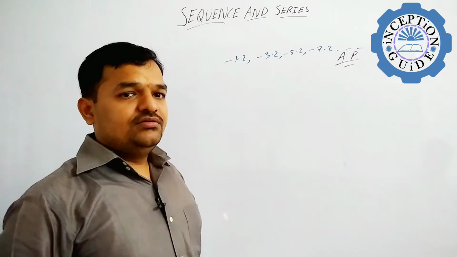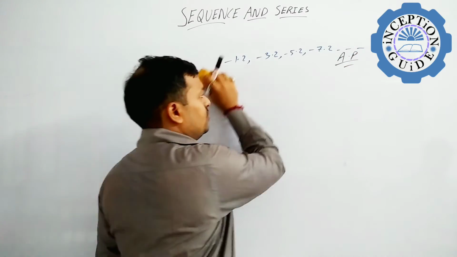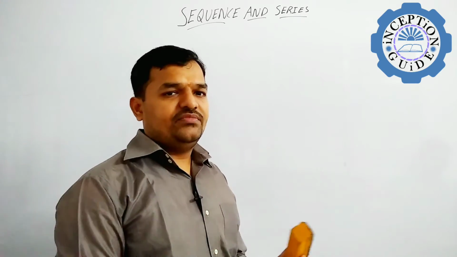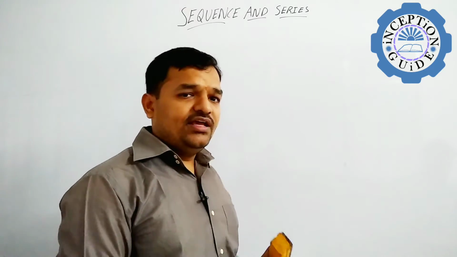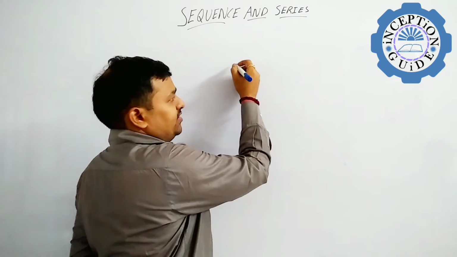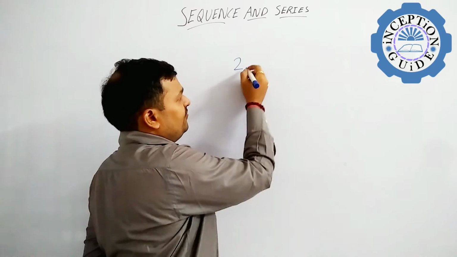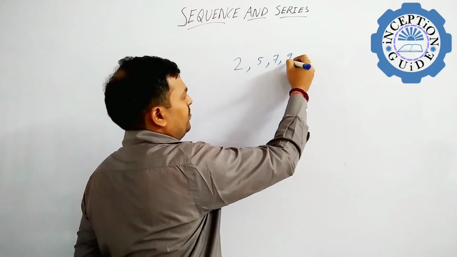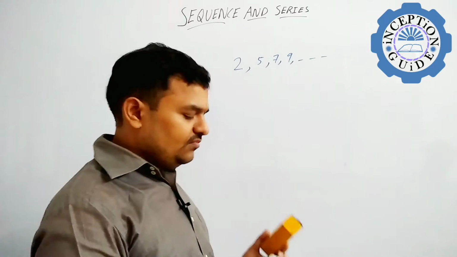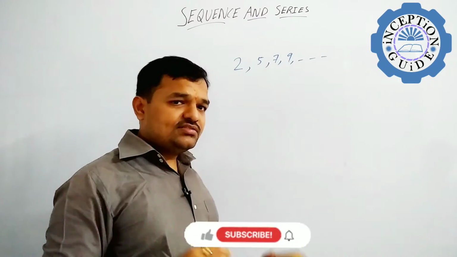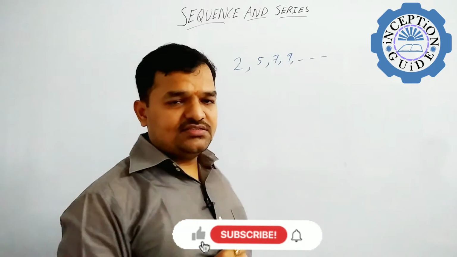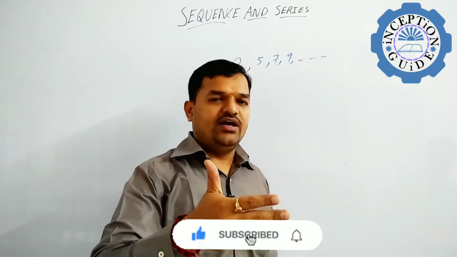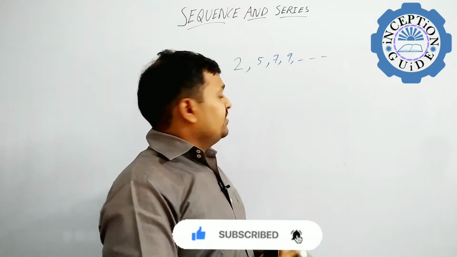Okay, now let us quickly solve another question. I hope you are getting the questions easily. Now you can easily identify what is an AP. So let's take a question. If we have a sequence 2, 5, 7, 9, and so on. Again, students, take 5 seconds. 1, 2, 3, 4 and 5. Okay, let us check.